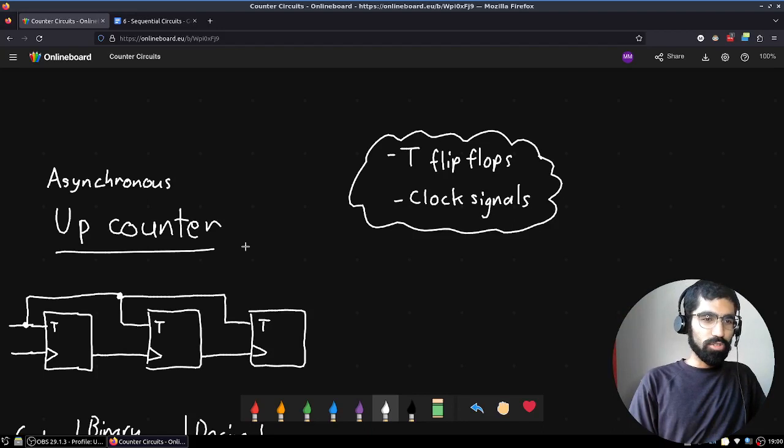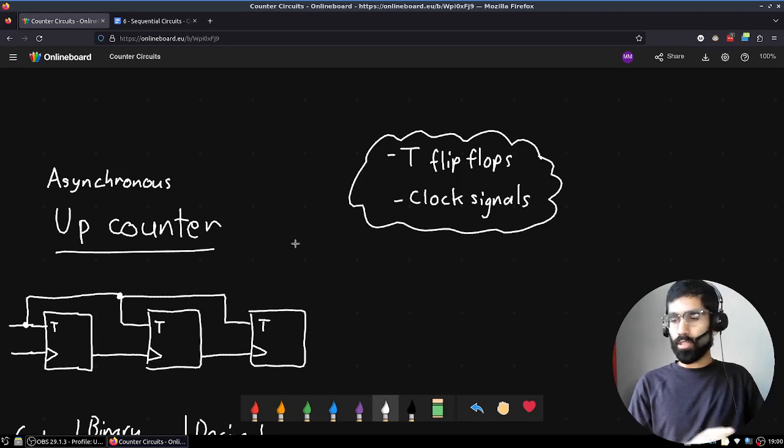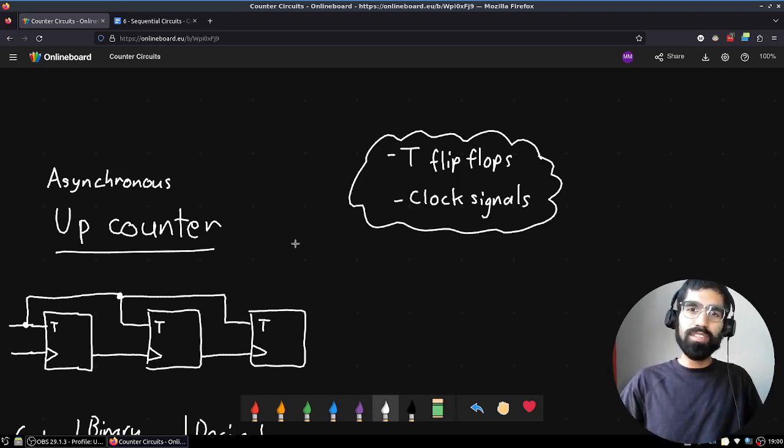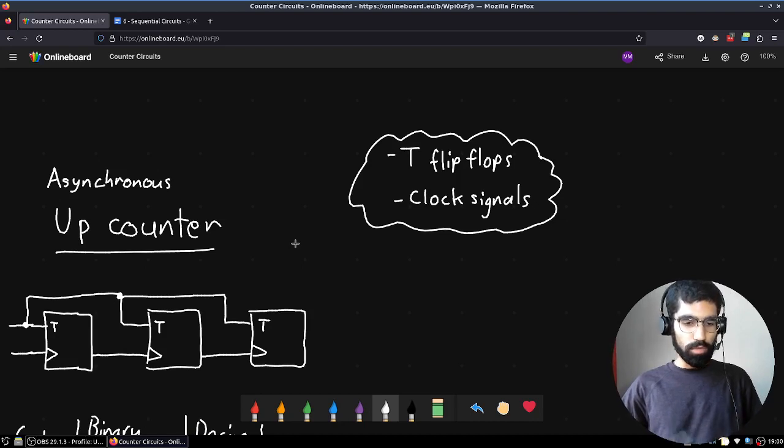I'm going to be talking to you about really just two kinds of counters. First, we're going to start off with asynchronous counters that are more messy, and then we're going to talk about circuits that can count up synchronously, because that's more predictable, that's what we like.